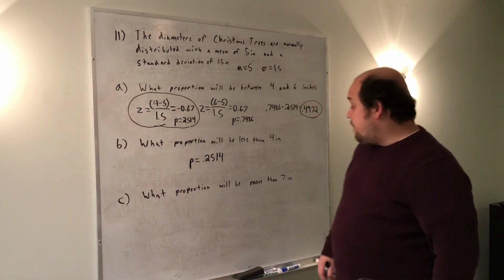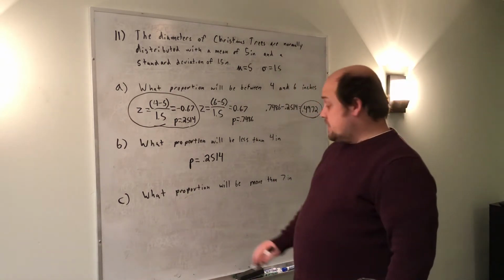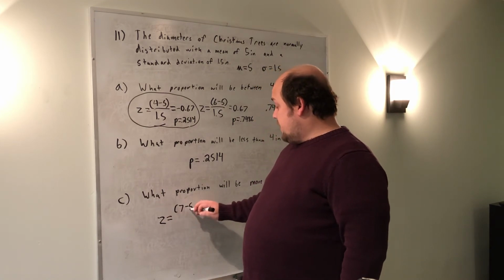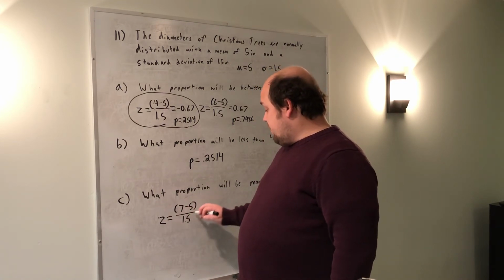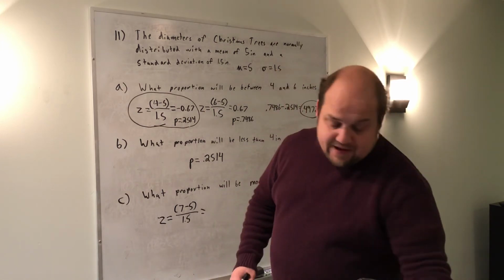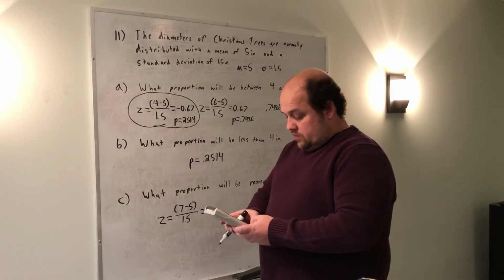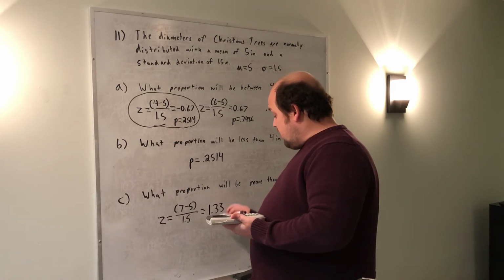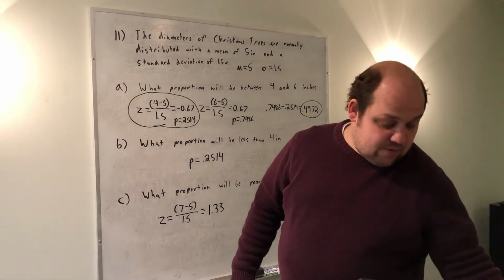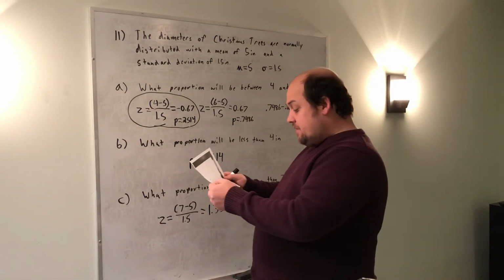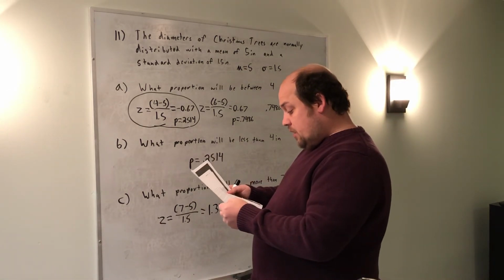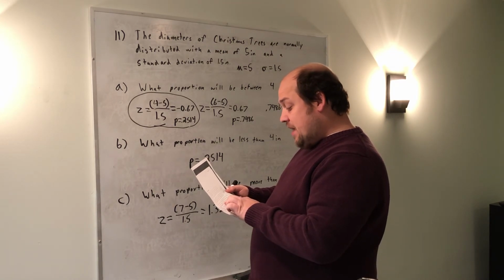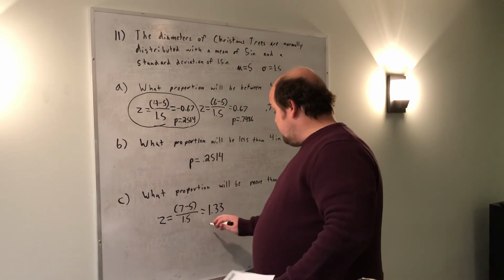For part C, what proportion will be more than 7 inches? I need to do a new z-score. Z equals 7 minus 5 over 1.5. When I put that in my calculator, it tells me 1.33 repeating. So I'm going to look up in the table 1.33. On the positive side, I go down to the row marked 1.3, over to the column 0.03, and that's how I get a p-value of 0.9082.